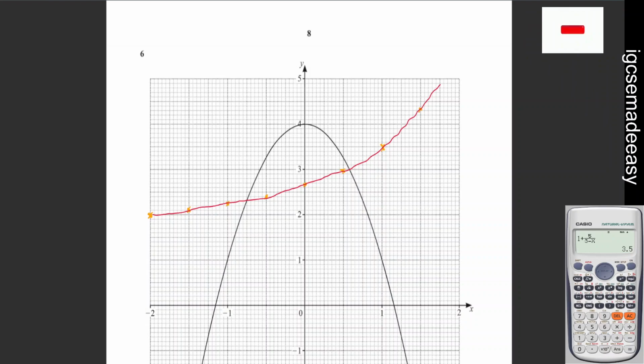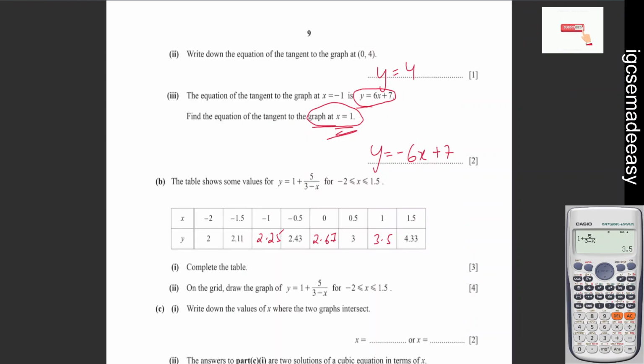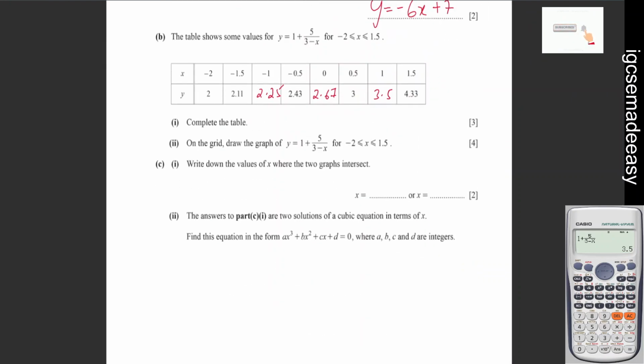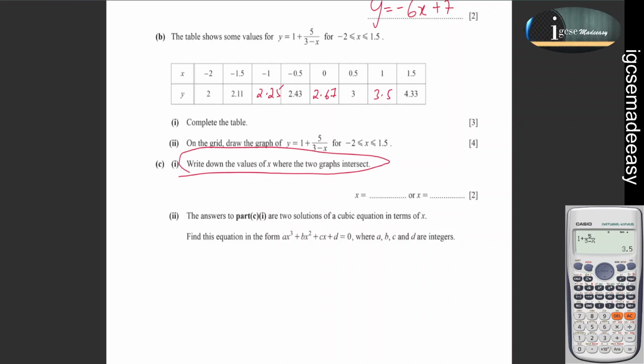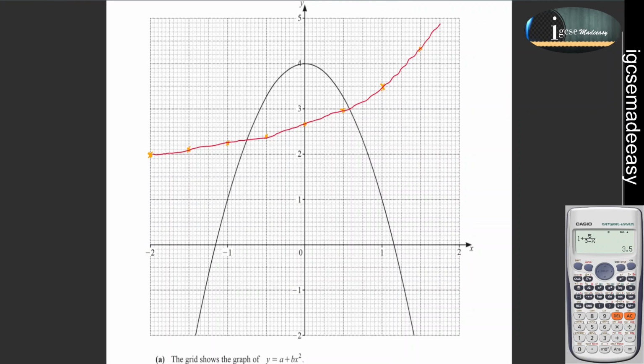So now the question says we have drawn the graph. Write down the value of x where the two graphs intersect. We have to write down the value of x, so the value of x we can find out. The two graphs are intersecting at this point and this point, right?